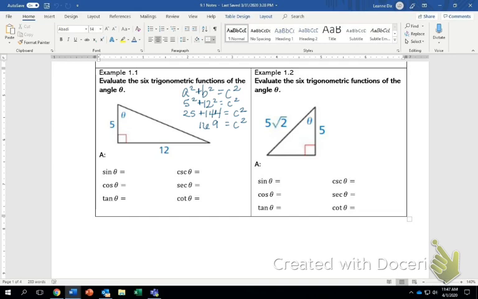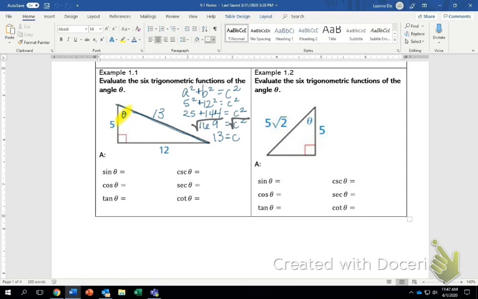How we get rid of our exponent, our square, is by taking the square root of both sides. All right, when you take the square root of both sides, you get 13 equals c. So our hypotenuse here is going to be 13. And it makes sense because the hypotenuse should always be the longest side, and we have 5 and 12, and so 13 is bigger than both of those, so that's good. All right, the other thing we need to notice is where our theta is. Our theta is right here.